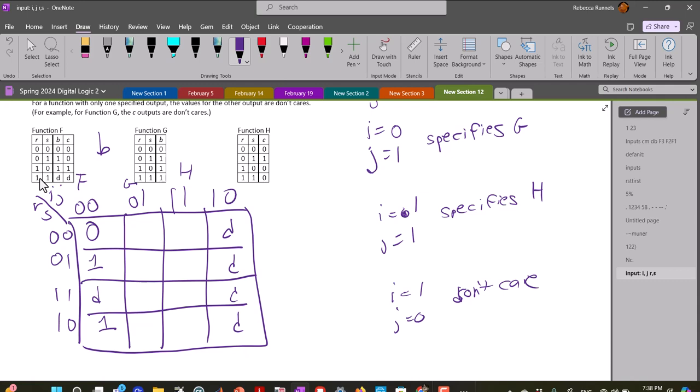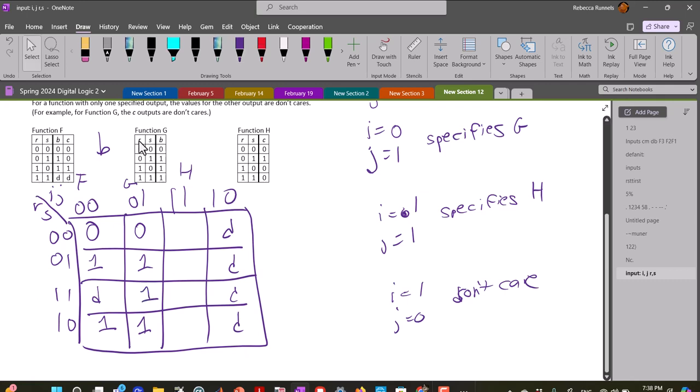Okay, now for G, for RS 0, 0, I have 0. For RS 0, 1, I have 1. For RS 1, 1, I have 1. And for RS 1, 0, I also have 1. And for H, I don't have a B column, so those are don't cares.